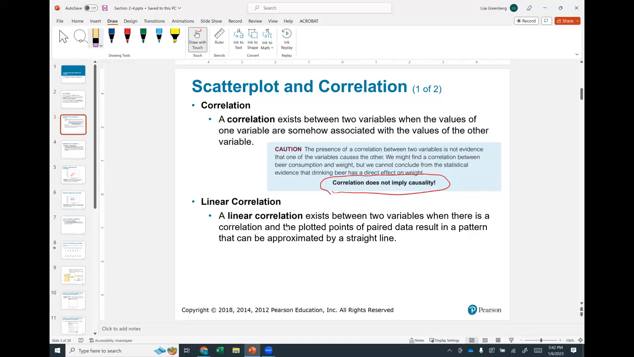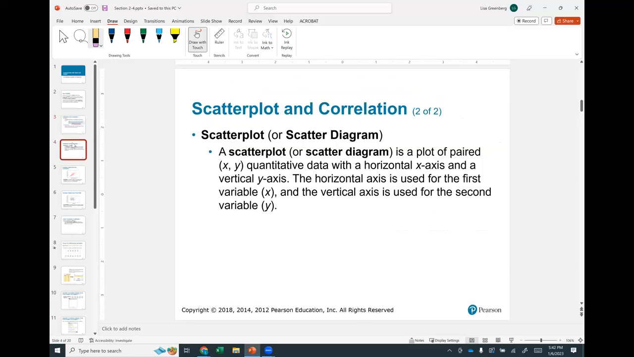Okay, and it says a linear correlation exists between two variables when there is a correlation and the plotted points of paired data result in a pattern that can be approximated by a straight line. So I'm going to show you pictures. Don't worry, I'll show you exactly what that means. So we're going to talk about a scatter plot and correlation.